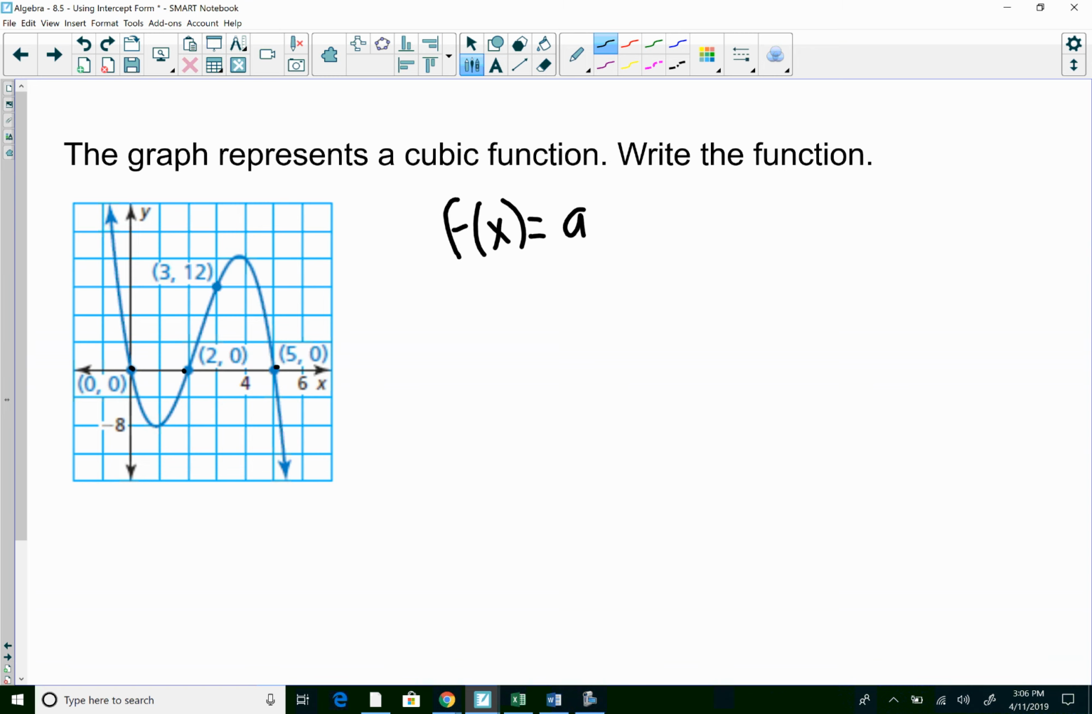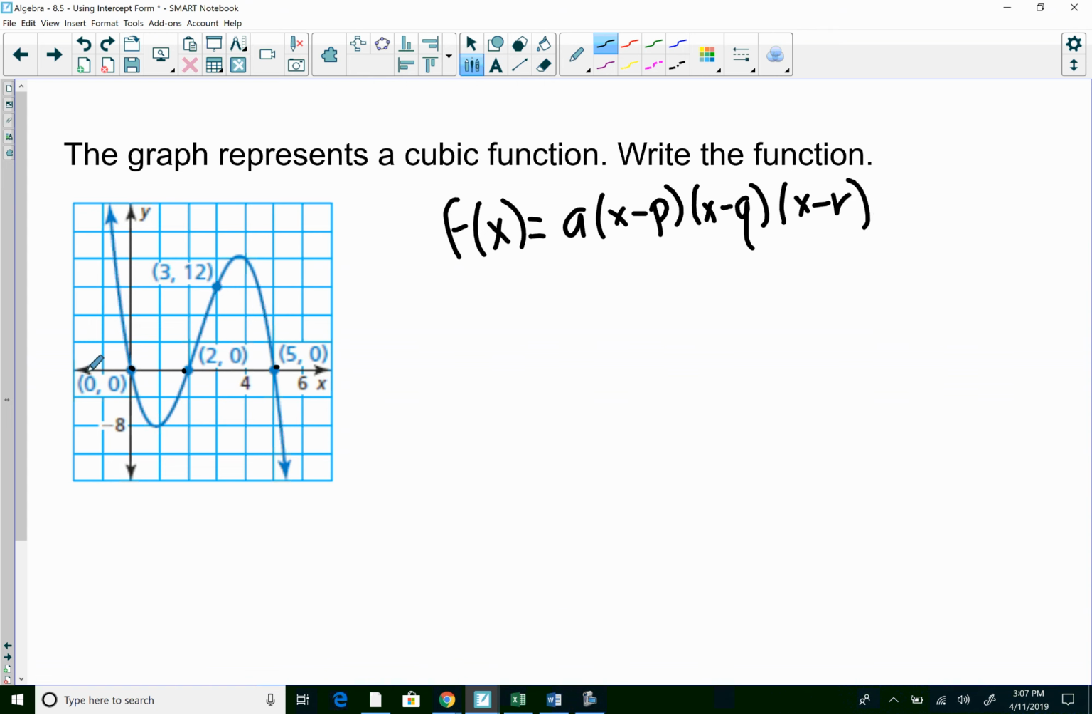We're going to use intercept form. So we're going to do x minus p, x minus q, and then yes, we do have 3 of them. We have 0, 0, 2, 0, and 5, 0. So we're going to throw a third piece in there where we're just going to do x minus r. So we'll just call that third point r.